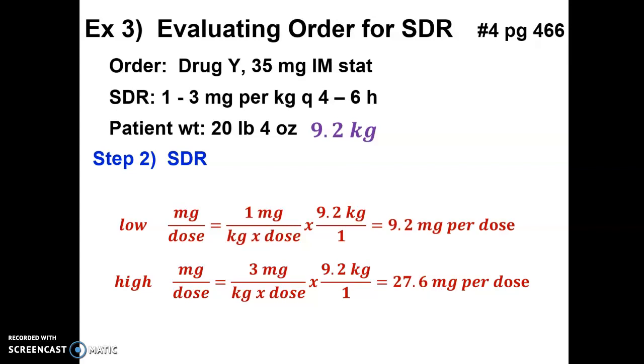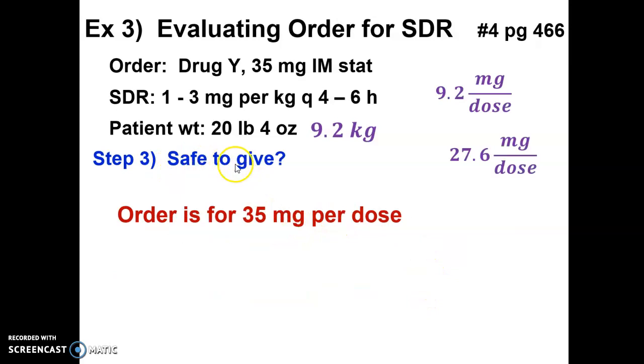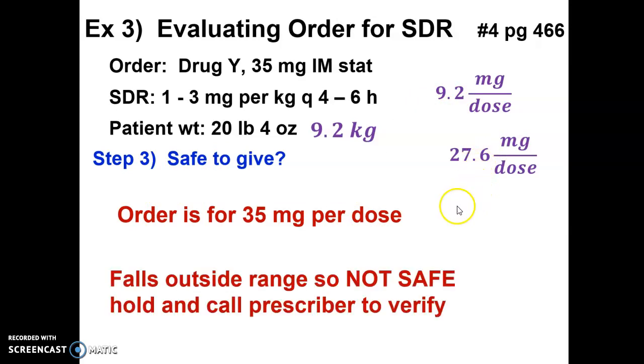Now we got to figure out, is the order safe? Okay, so our order is written for 35 milligrams intramuscular stat. That's a 35 milligram per dose, right? I mean, we have to give that all right here, right now, intramuscular stat. So 35 milligrams seems a little too big, right? I mean, it doesn't fit within that range. So step 3, is it safe to give? The order's for 35 milligrams per dose. Safe dosage range says 9.2 to 27.6. So it falls outside of that range. It is not safe to give.